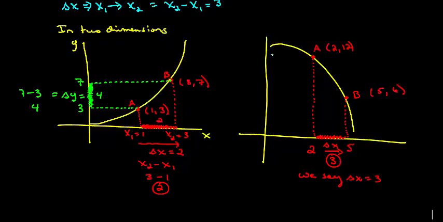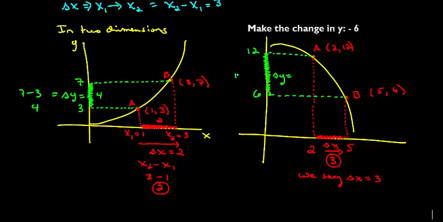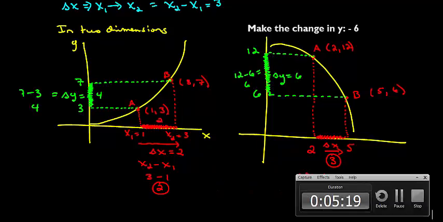Okay. So now let's take a look at the y values. So we're going to go from 12 down to 6. And so that distance there, the change, is 6. Okay, but we should make that guy negative because the change is actually a negative 6.